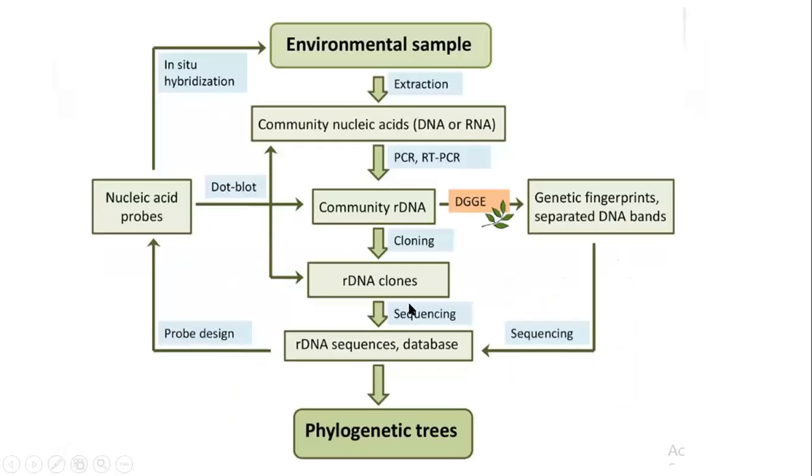Mainly this process is used to create the rDNA sequence databases, and simultaneously to create the phylogenetic tree. This DGGE method is very much useful. For this process, we have to extract the environmental sample, and from the environmental samples the DNA and RNAs are purified, and those purified products, if the product is less in quantity, must be amplified using PCR and RT-PCR, and after that the DGGE is run.